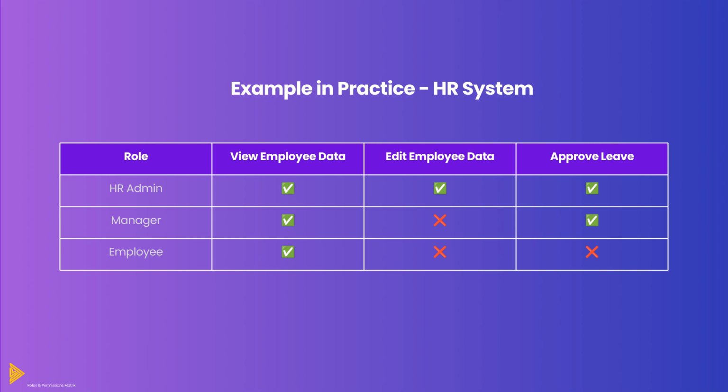Here's what that means in practice. HR admin has full access because they manage all HR processes. Managers can view employee data and approve leave, but they can't edit employee details, keeping ownership where it belongs. Employees can only view their own data, protecting privacy and maintaining security.